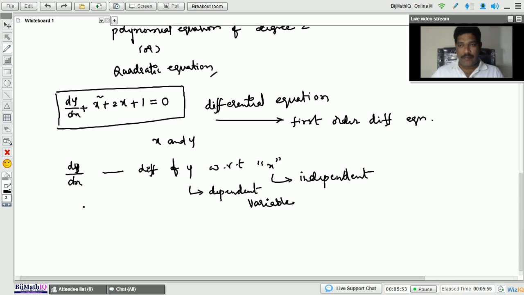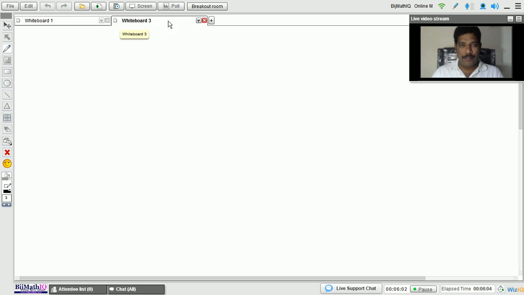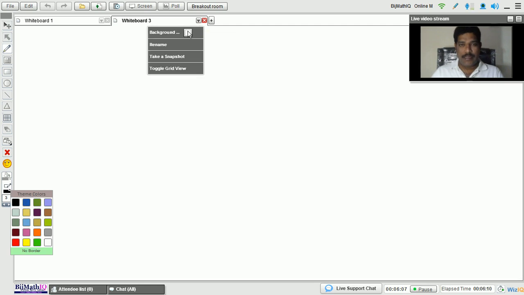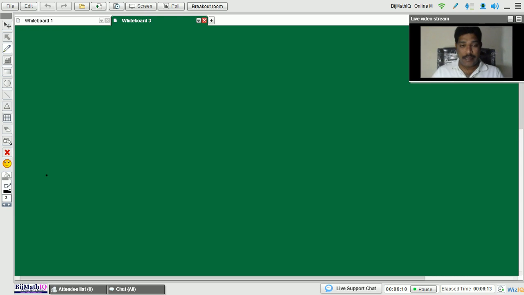For an example of a second order differential equation, I am adding a new board, board number 3, a green color board, and choosing the white color pen. The example is d square y by dx square plus 2 into dy by dx equals some function, which you can take as e to the power of 2x.